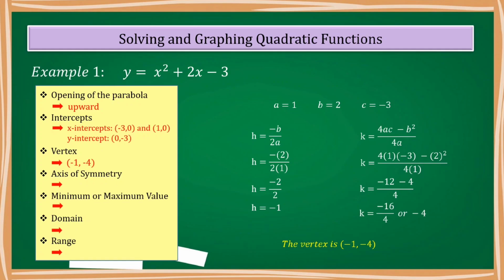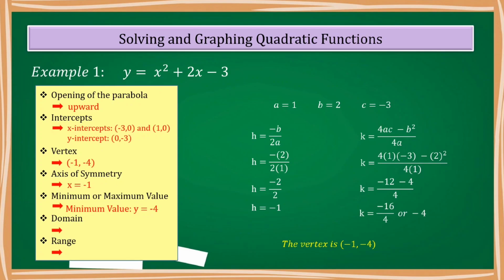For the axis of symmetry, since na-solve na natin yung h, madali na nating malalaman yung axis of symmetry. The axis of symmetry is x equals h. So, we have x equals negative 1. For the minimum or the maximum value, since the opening of the parabola is upward, ang i-consider natin is minimum value. And equal siya dun sa value ni k. So the minimum value is y equals negative 4.